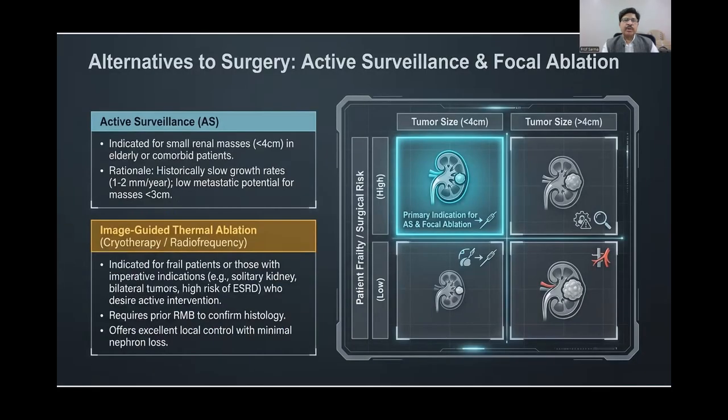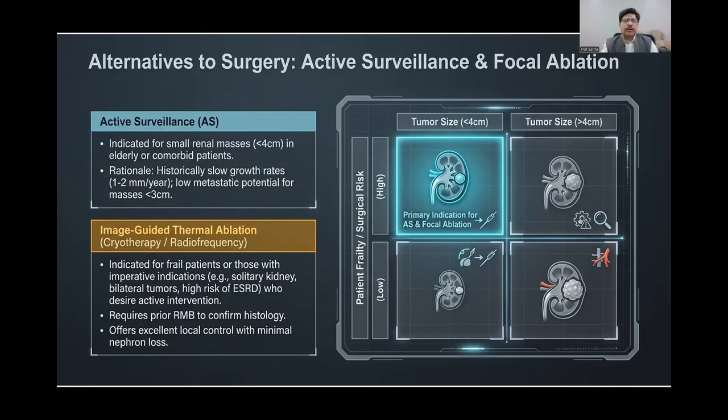Next you see, we have active surveillance and image-guided thermal ablation. Two new procedures have come. Earlier we discussed partial nephrectomy and radical nephrectomy. In this slide, we are talking about active surveillance and image-guided thermal ablation, cryotherapy or RF therapy, radiofrequency therapy.